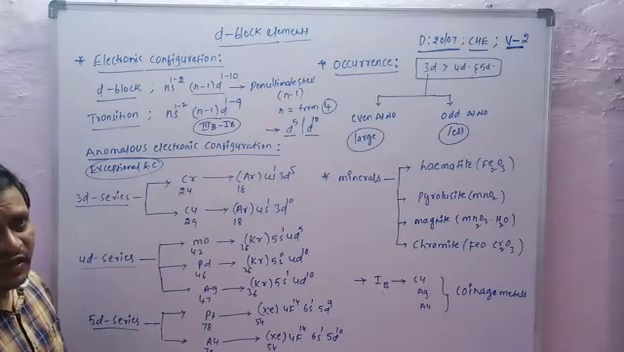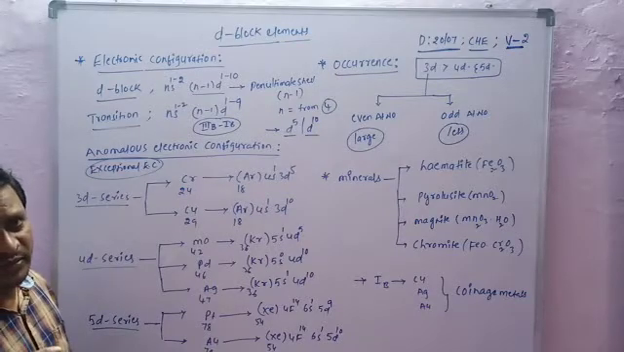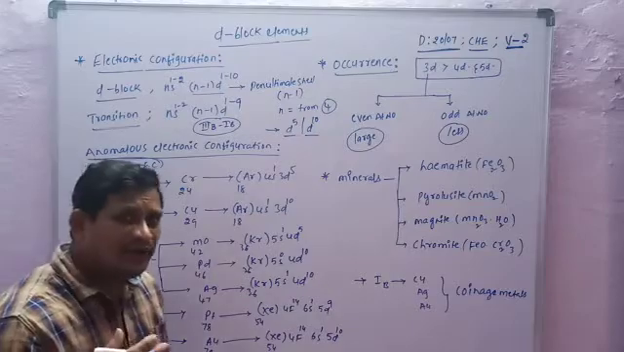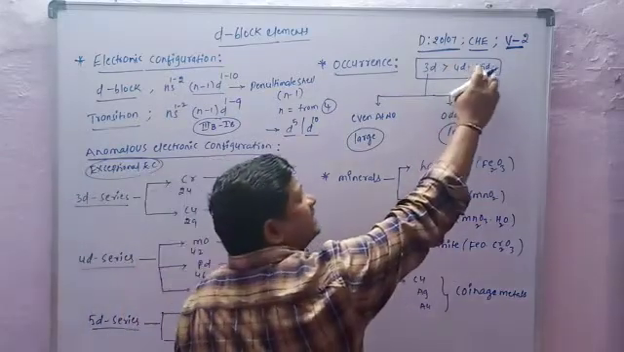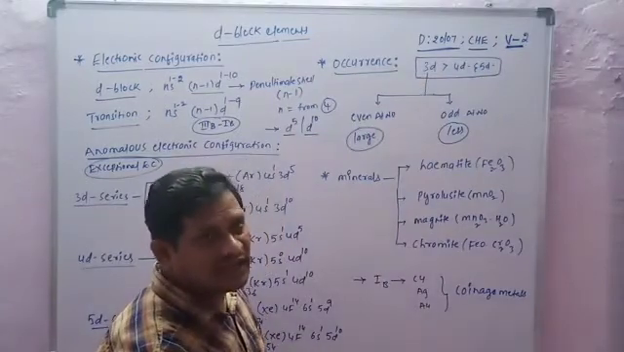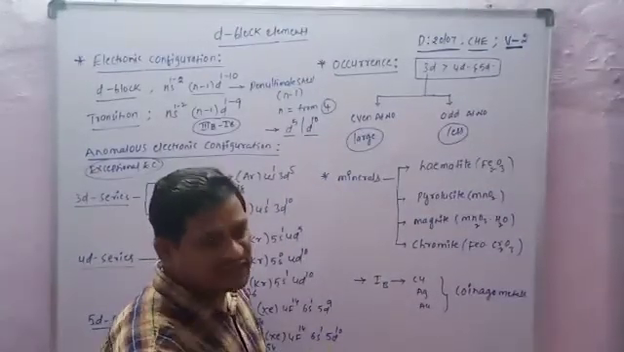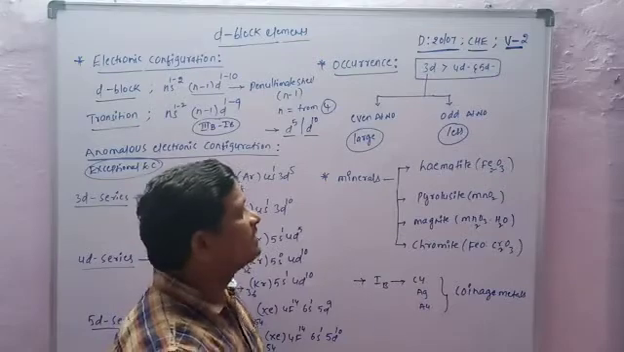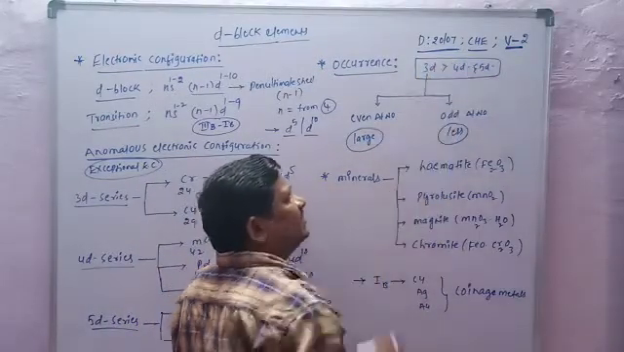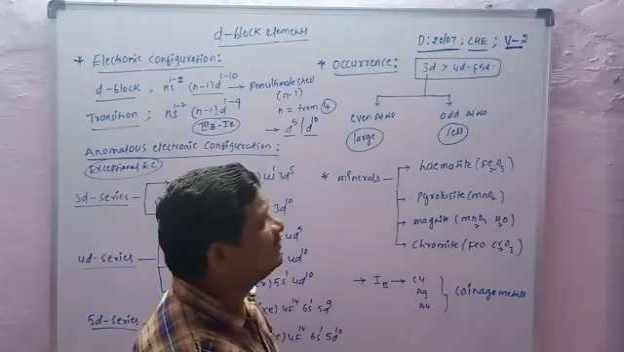Now, the occurrence of the d-block elements. Occurrence means availability. Comparatively, 3d series elements are largely available in the earth's crust as well as in nature. So the occurrence of 3d elements is greater than that of 4d and 5d series elements.